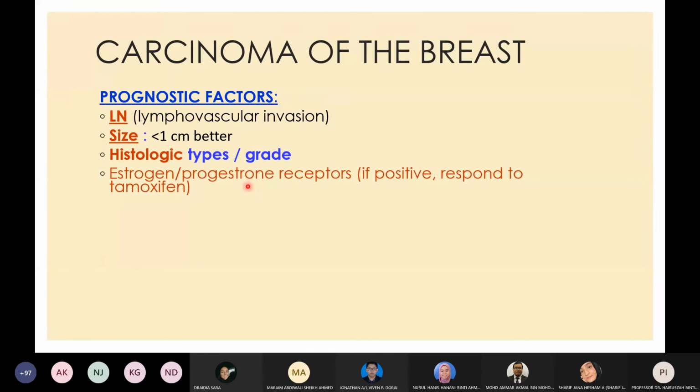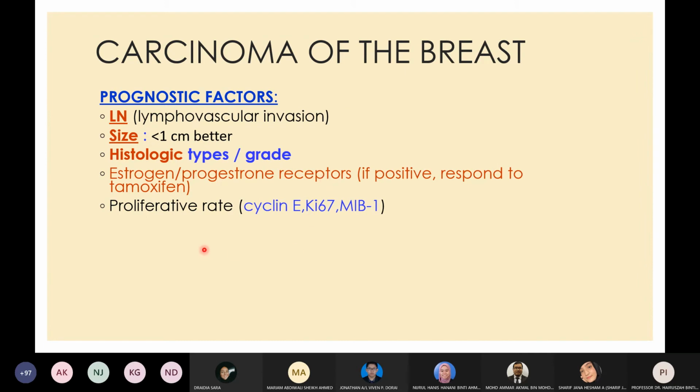The other thing is size. With a smaller size, the patient has a better prognosis compared to 5 cm, 6 cm, or even bigger. Histologic type, we have talked about earlier. The other thing is estrogen and progesterone receptor. This prognostic factor is done in the lab. We detect these receptors in the breast cancer itself, and we will report whether it's positive or not. If it's positive, it's good, because then the patient can be treated with tamoxifen, and the tamoxifen will kill off the cancer cells. If it's negative, bad news for the patient. They cannot receive tamoxifen. Okay, you understand that?